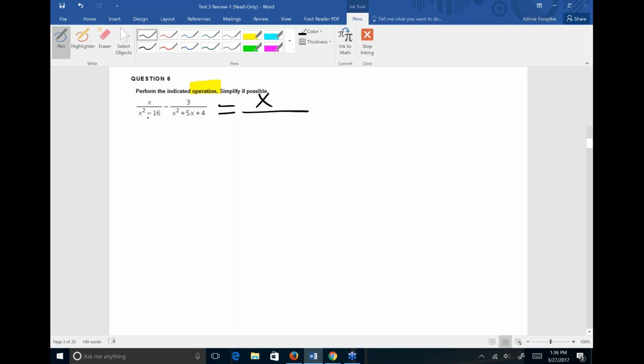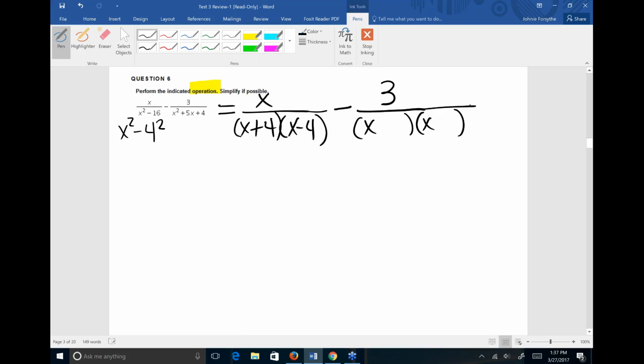So x over, let's factor the first denominator. This is the difference of two squares. This is the same thing as x squared minus 4 squared. So that would be x plus 4 times x minus 4 for that denominator, minus 3 over, now we need to factor this trinomial. So the leading coefficient is a 1, so I can set up my binomials. The first sign is positive, and then multiply the signs to get the next sign, which would also be positive. And I need two numbers that will multiply to give me 4 and add to give me 5. So that would be 4 and 1.